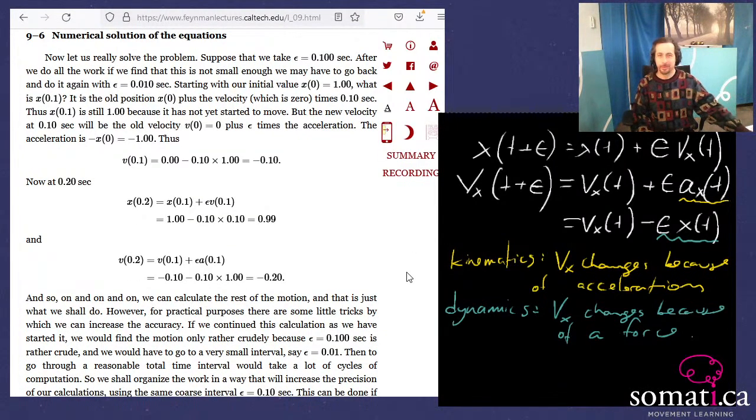And this is the kind of thing I never would have worked through before, and I really should have. So I'm going to take some time with this numerical solution of these equations. Let us really solve the problem. Take a small epsilon of 1/10 of a second. Maybe we need to make it even smaller. And so we had an initial value of 1 for the x position.